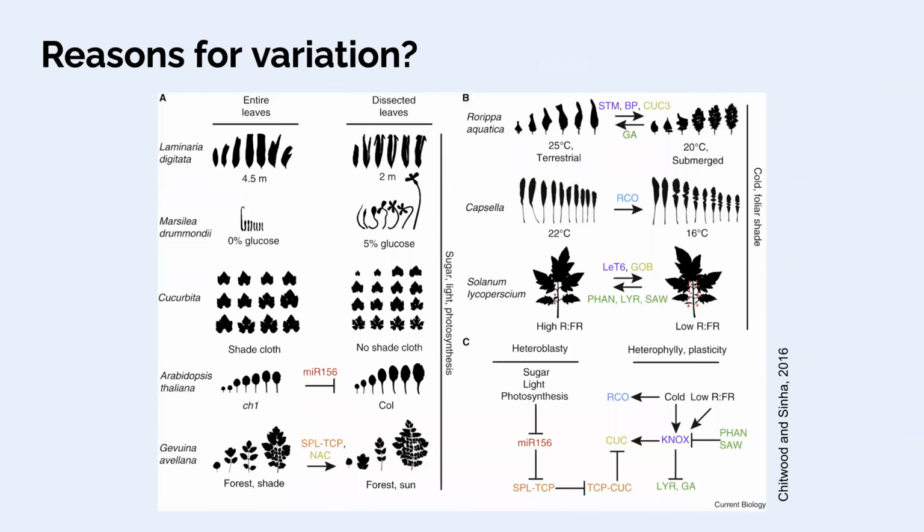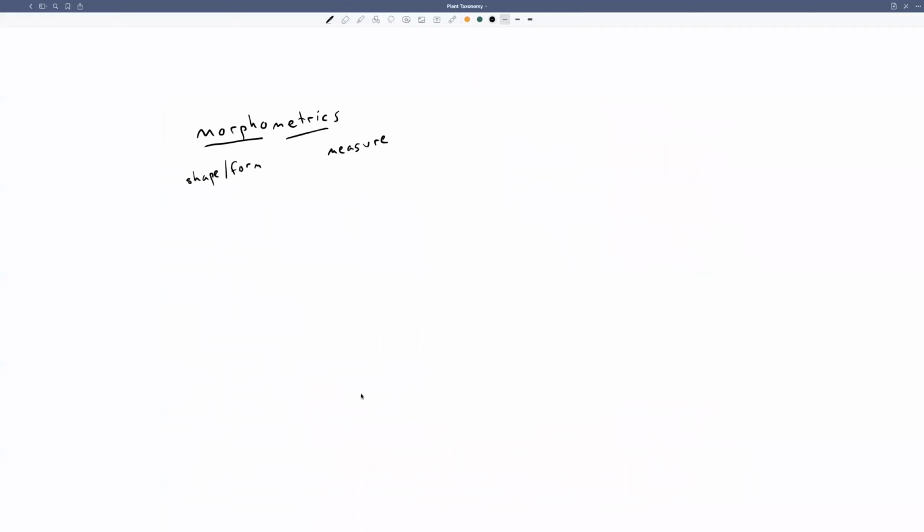All right, so this is from a paper that was highlighting lots of different environmental factors that can cause plants to grow differently. Maybe I'll throw it up here just so you can get it into your notes. Reasons for variation. So variation is simply the topic of differences.